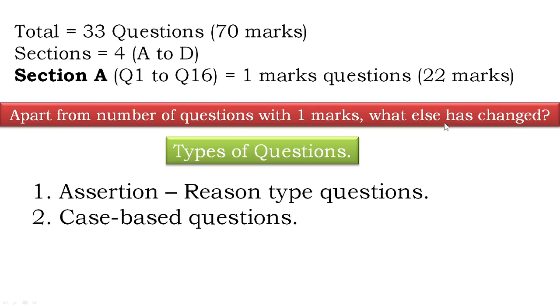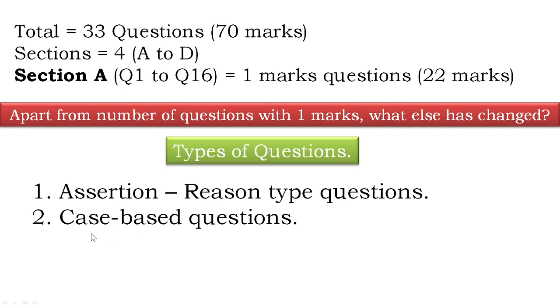In section A, what else has changed apart from the increase in the number of questions? Earlier there used to be only 5 questions which carried 1 mark. Now there are 16 questions which carry about 22 marks. So the thing that has changed is the types of questions. Two major changes: assertion-reason type questions are included in your question paper. We will see what we mean by assertion-reason type questions.